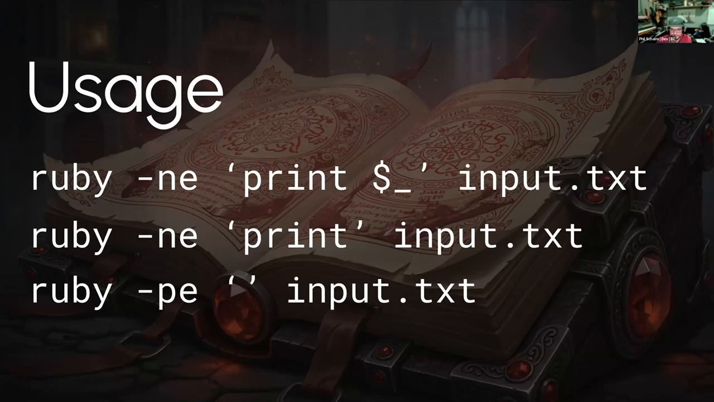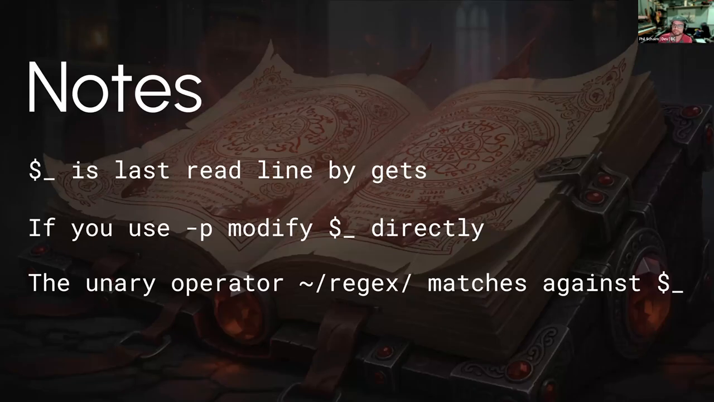Each line of the stream is automatically assigned to the $_ global variable. And if you are using -p, which has the implicit print, then you'll want to modify it directly. So if you're doing a gsub, you'll want to do gsub! on it. And also the unary tilde operator with no left-hand side will match implicitly against the global variable that is assigned to each line.